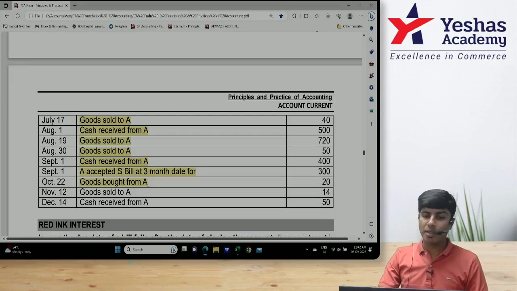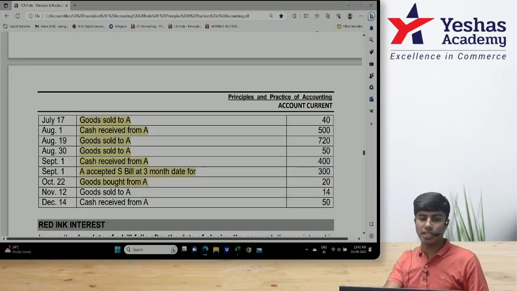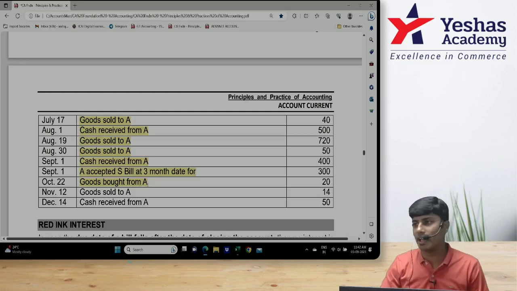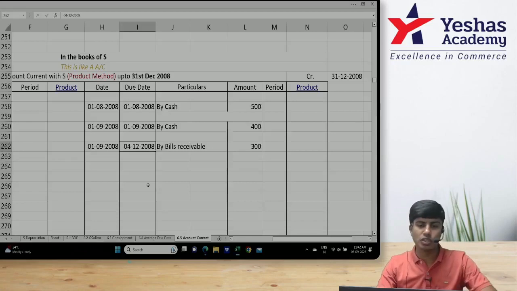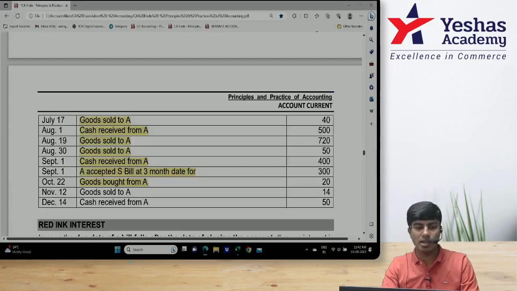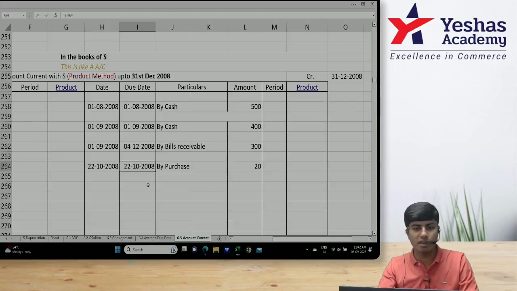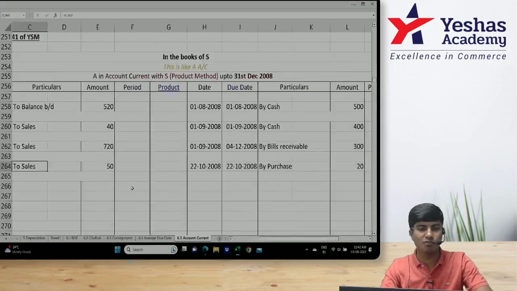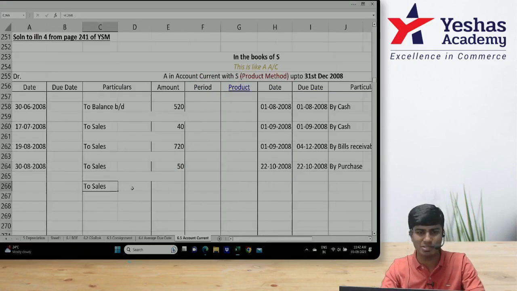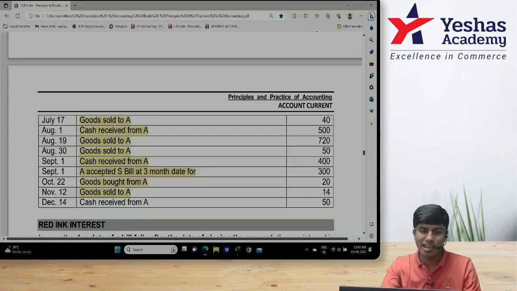What's after that? Goods bought from A. We have purchased goods of 20 from A. Purchase account debit to A. So this is A account. I'll write "By purchase", 20, 22nd October. After that, goods sold to A. A account debit to sales. To sales, 14. Yeah, small business. 14 rupees, 12th of November. Last one.